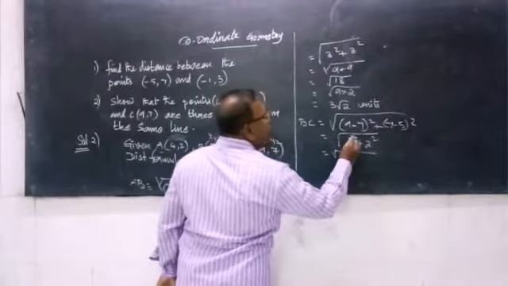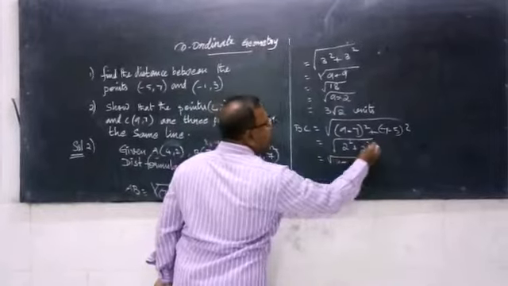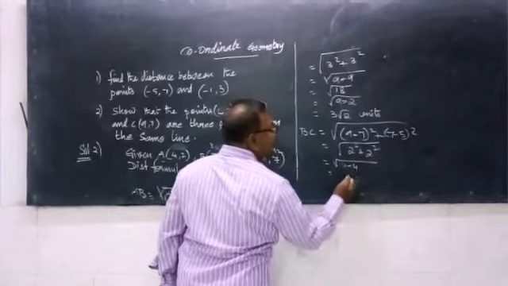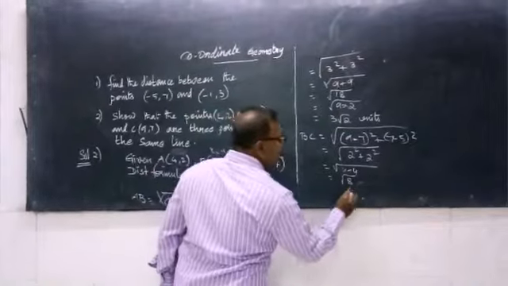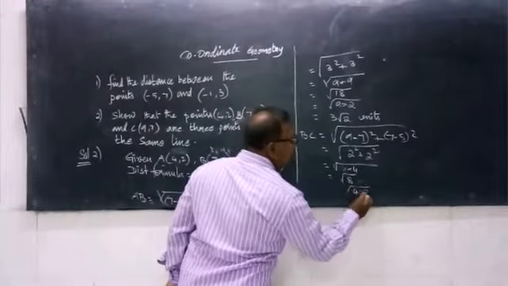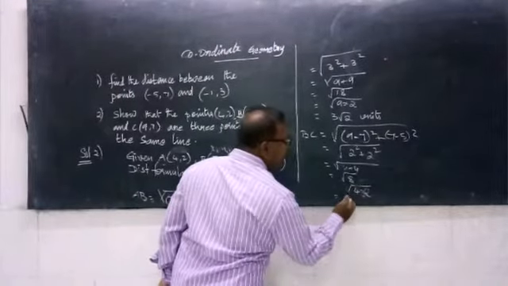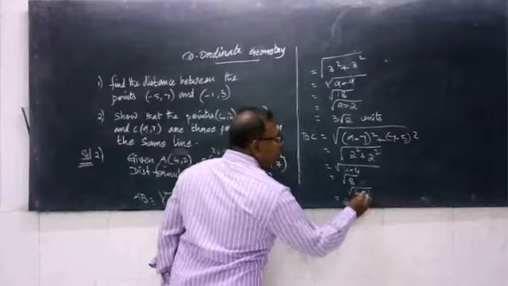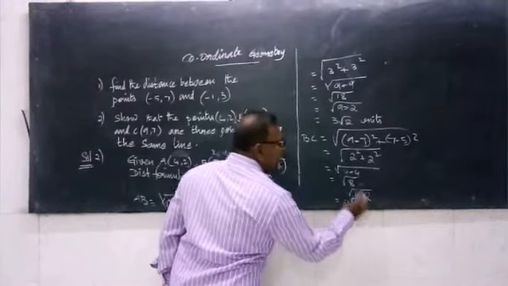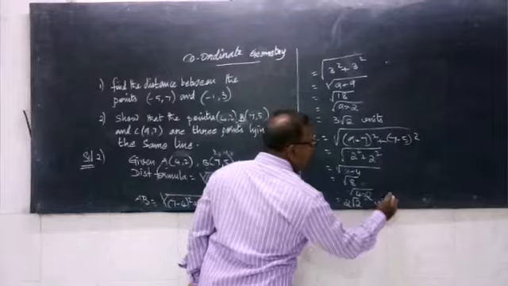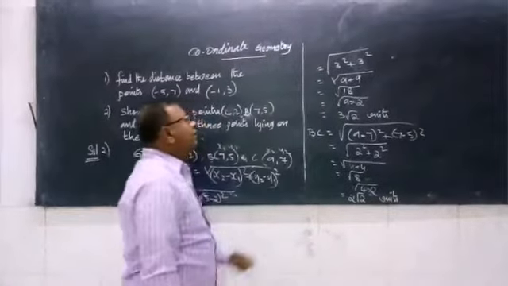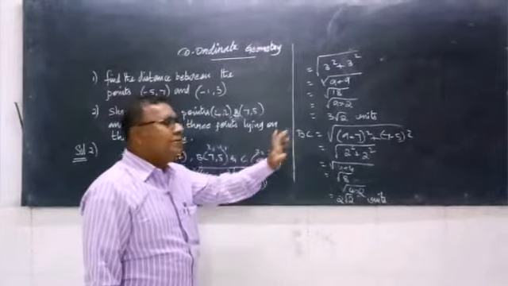Okay, root of 2 square is 4 plus again 2 square is 4. 4 plus 4 is 8, root 8. Root 8 can be written as root of 4 into 2. Okay, root 4 is 2. Root 2 I am writing as it is. So 2 root 2 units. What is this one? This is the distance between the points B and C.